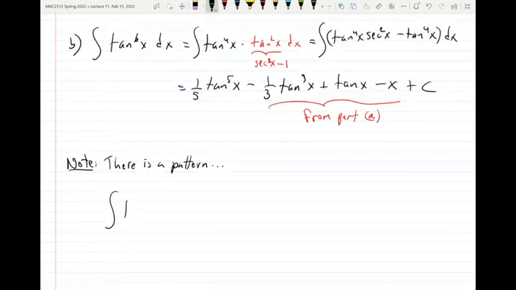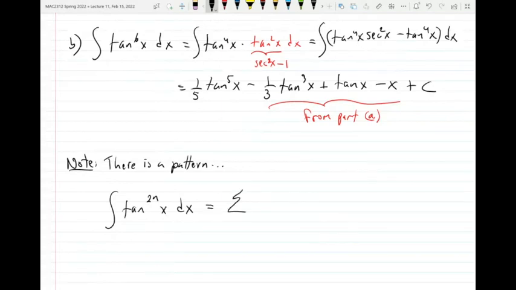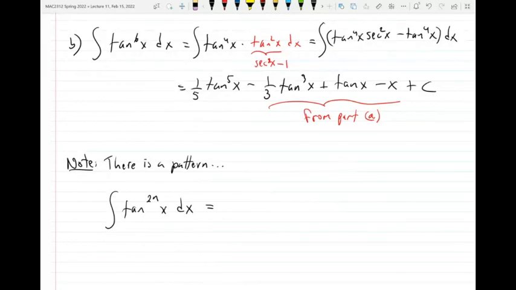Right, so the pattern is if you have tangent to the 2n. Remember, this is for even power, so it has to be 2 times something. So this is going to be a sum. Let's put first the big expression, and then we write it nicely in a more compact way. That way you start getting used to it, because we're going to look at series later, and you need to be familiar with the sigma notation anyway. This will be a finite sum. Later we're going to look at infinite sums.